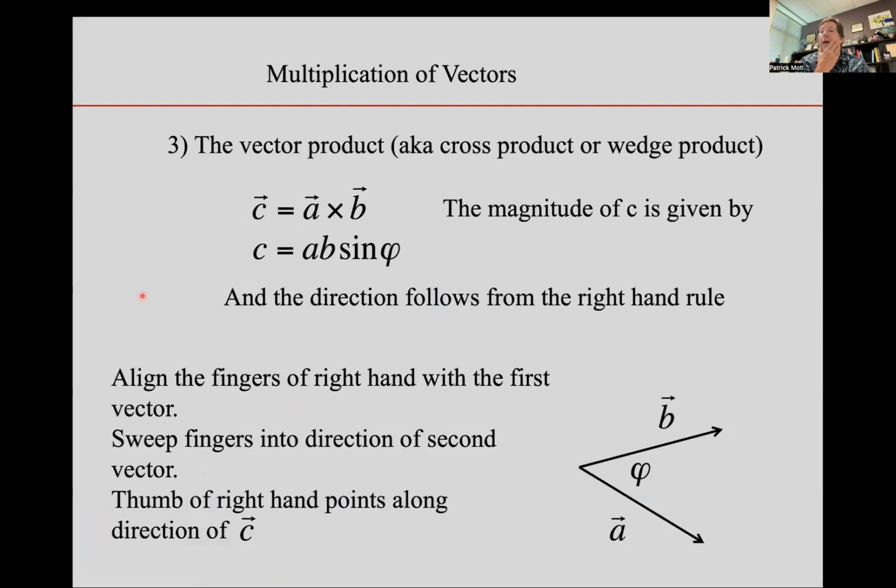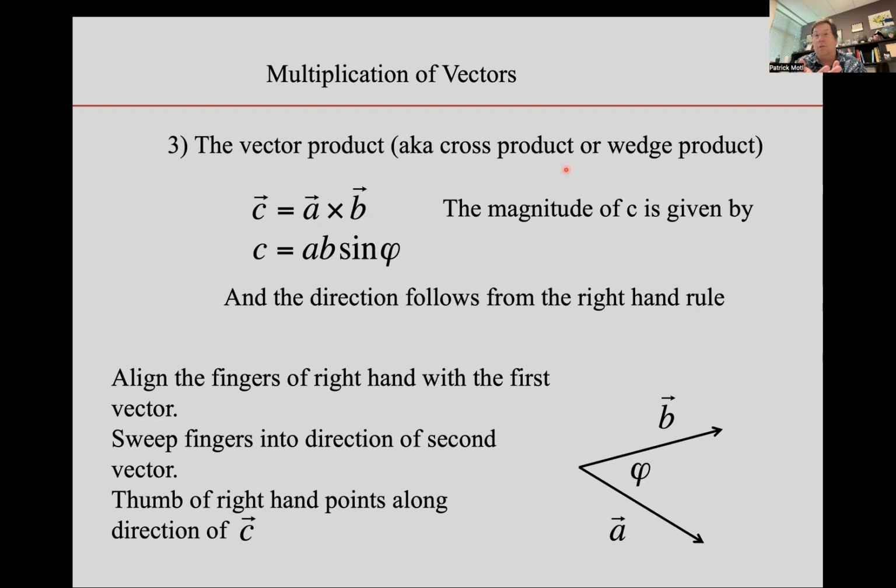All right. The last way to multiply vectors together that we're going to need is referred to as the vector product or the cross product, or some people, and I think it's actually more of a European thing, call it the wedge product. The point of this vector product is to construct a direction that is perpendicular to two other directions. So given two vectors, what is the vector that is perpendicular to both of them?